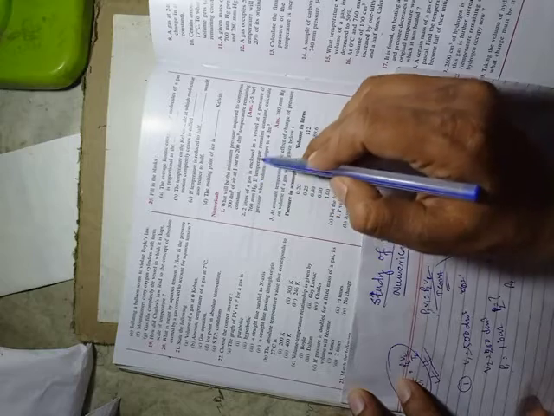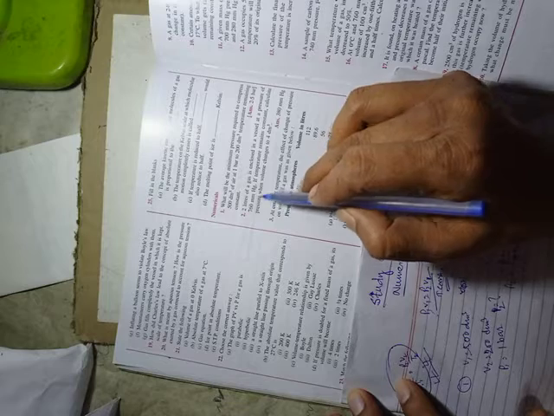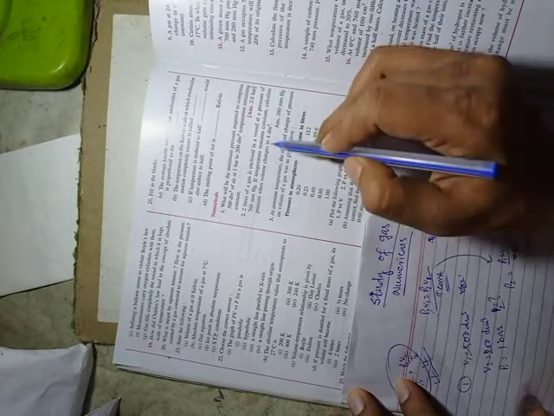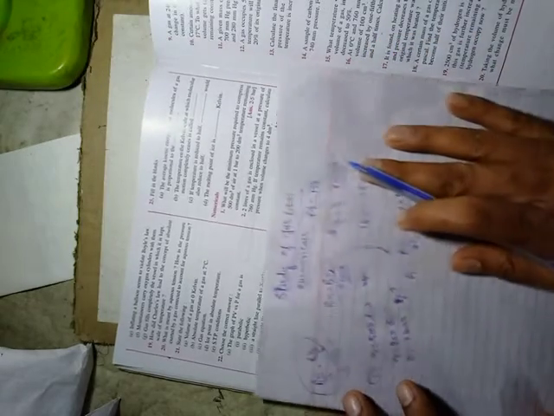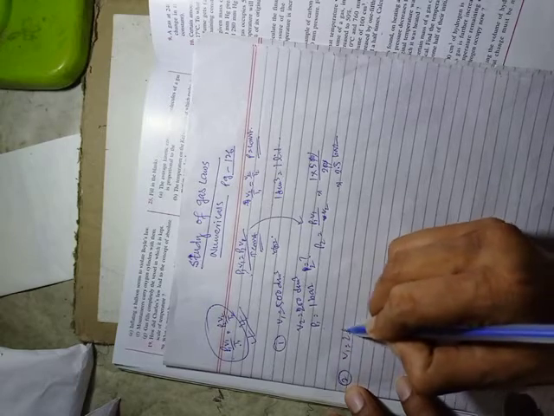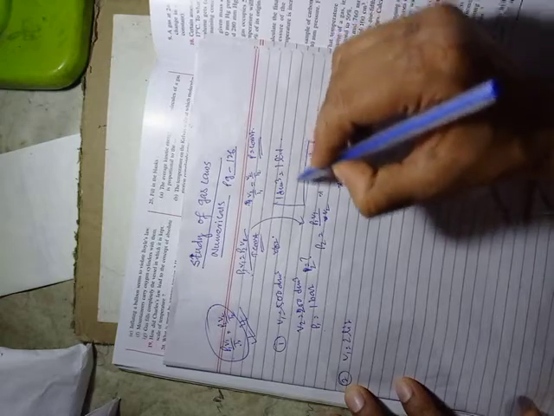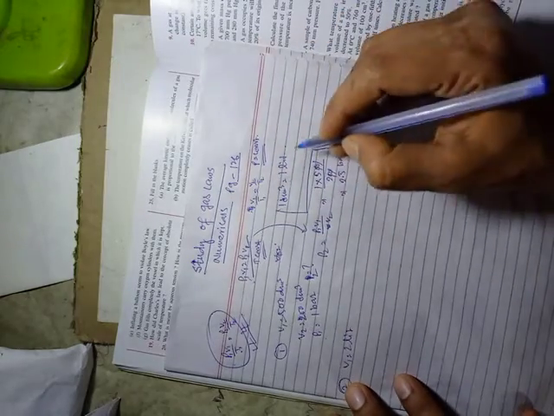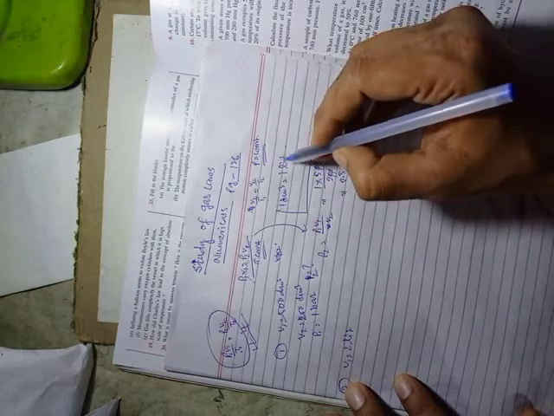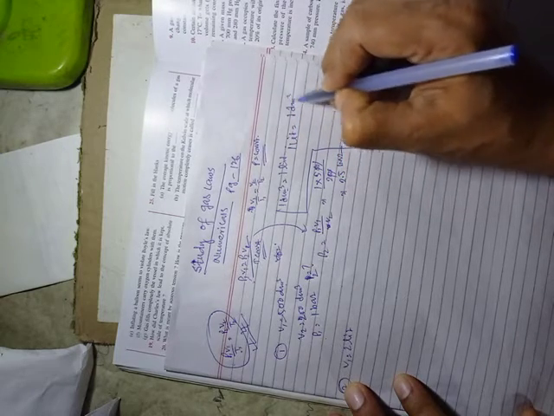2 liter of gas enclosed in a vessel, pressure 760 mm of Hg. If temperature is constant, again Boyle's law, calculate the pressure when changed to 4 decimeter cube. So 2 liter of gas, initial V1 is equal to 2 liter. Students, 1 liter is equal to 1 decimeter cube. I am just deriving the relation between the units which will help you.